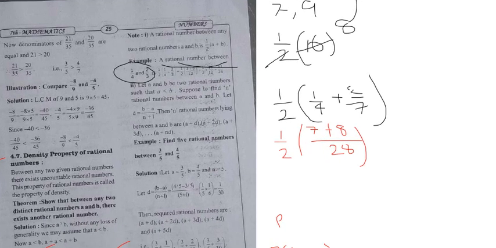Now see, 1 by 2 into this is 15. Okay, here 2 by 3. Yeah, I wrote here 2 by 7. No, don't worry about that. It's 28. Yes, now your answer is 15 by 56. This is the answer for the question.